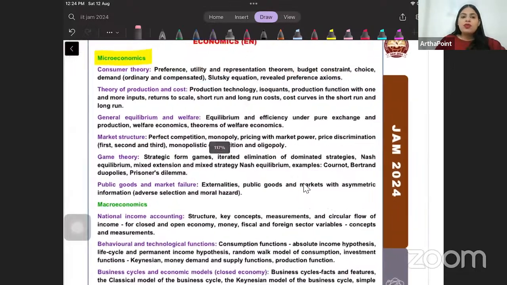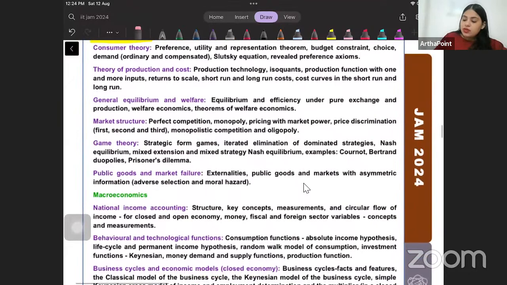Next, beta, let's talk about the producer theory. So in producer theory, which I'm going to begin from the coming class, you need to know production technology, isoquants. So why are isoquants downward sloping? Why is isoquant convex? Production function with one and more inputs. So जब one input है, short run case हो गया. Multiple inputs हैं, long run case हो गया. Returns to scale. This is very important.